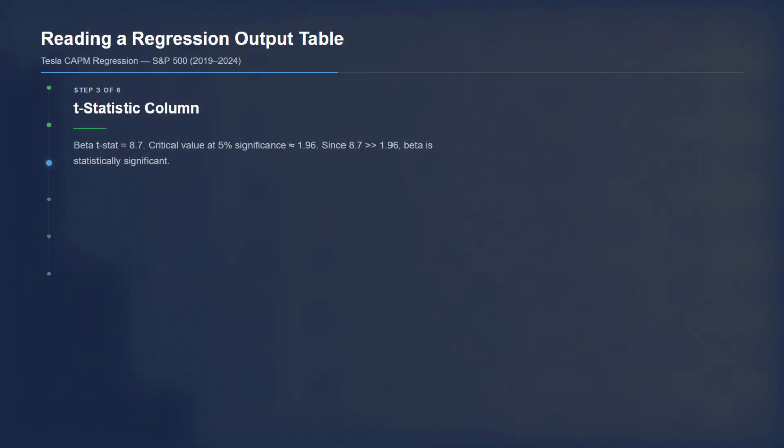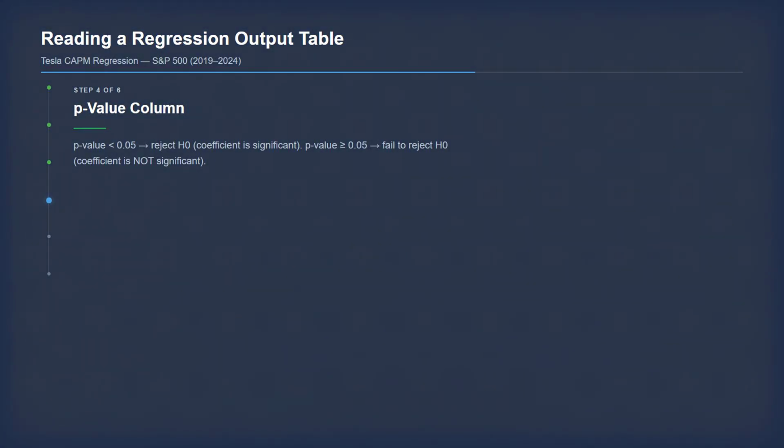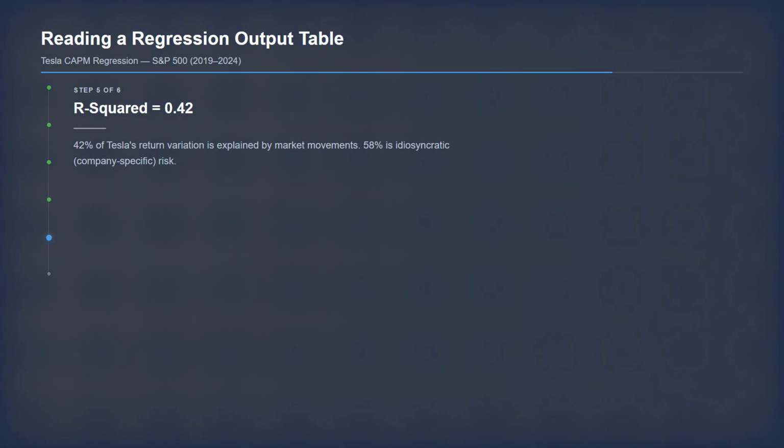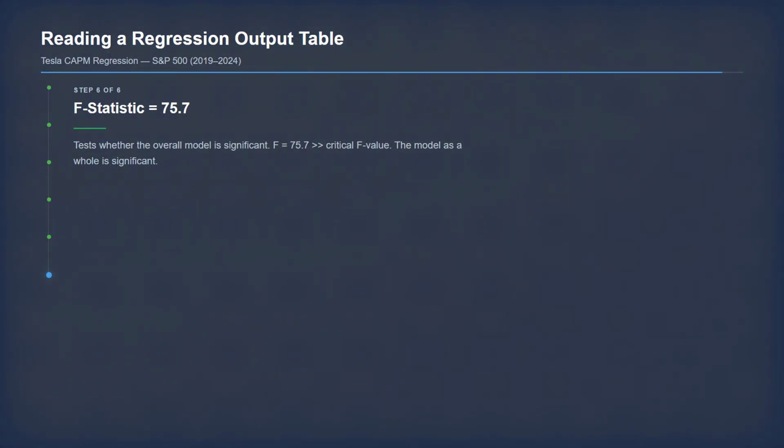Step 3, the t-statistic column. Beta t-stat equals 8.7, compare to critical value of 1.96 at 5%. 8.7 is way above, beta is highly significant. Step 4, p-value column. Below 0.05 means significant. Step 5, R-squared equals 0.42. 42% of Tesla's return variation is explained by the market. Step 6, F statistic equals 75.7. The overall model is significant.